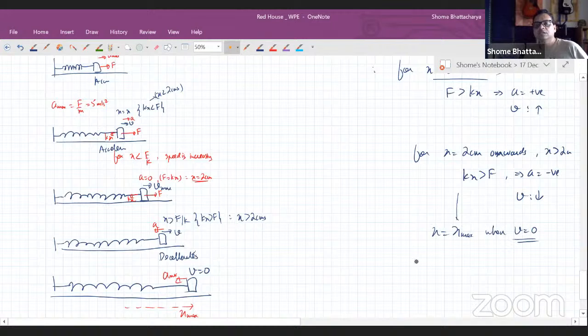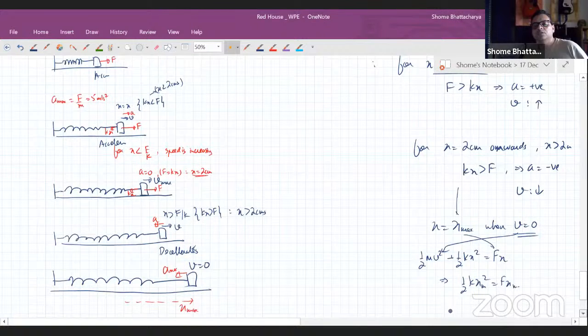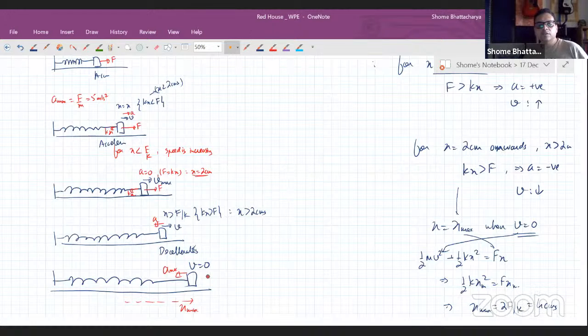So when v becomes 0, you can see that half mv square plus half kx square was equal to fx. So when v becomes 0, x is becoming x maximum. So what is happening? Half k x maximum square is equal to f into x maximum. So how much is the value of this maximum x? It is 2f by k, which if you calculate is 4 centimeters. So it's not surprising that we had got the value of velocity as 0 at 4 centimeters.